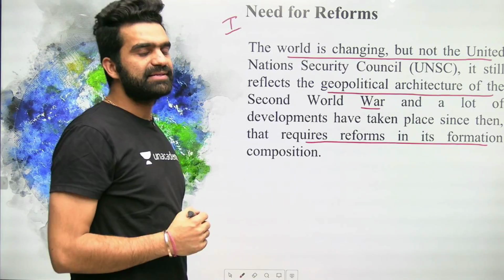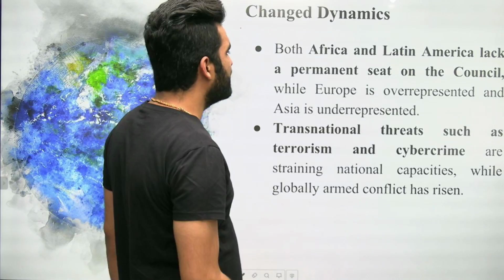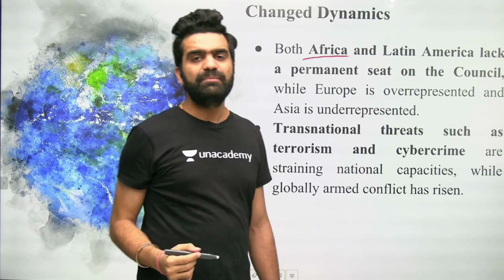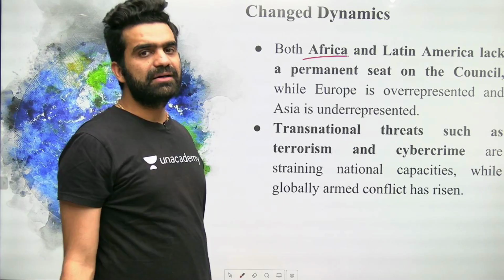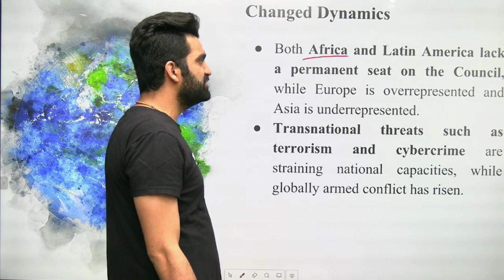Then coming to this, both Africa and Latin America lack a permanent seat. From Asia, there is at least one member, China. But China is not that democratic. China is not that acceptable to countries of Asia, be it India, be it other countries as well. So China has been asserting itself too much. Dragon, etc. These words have been used for China.